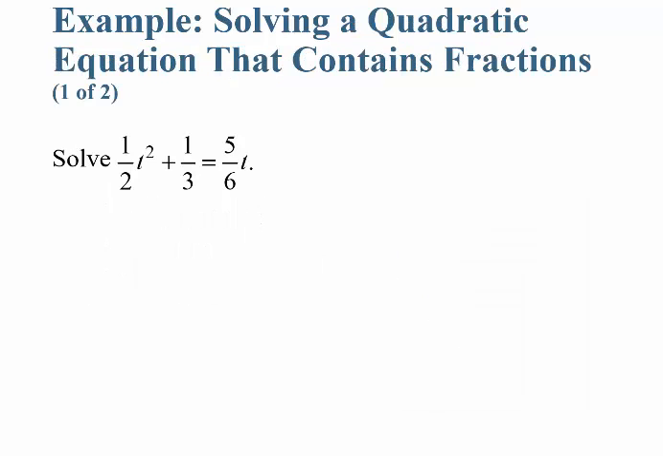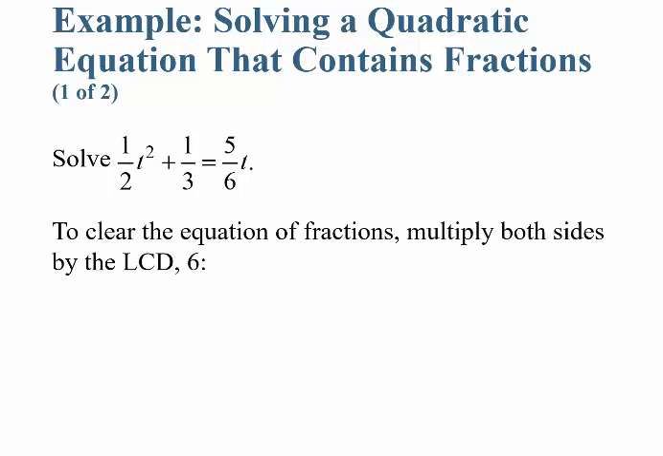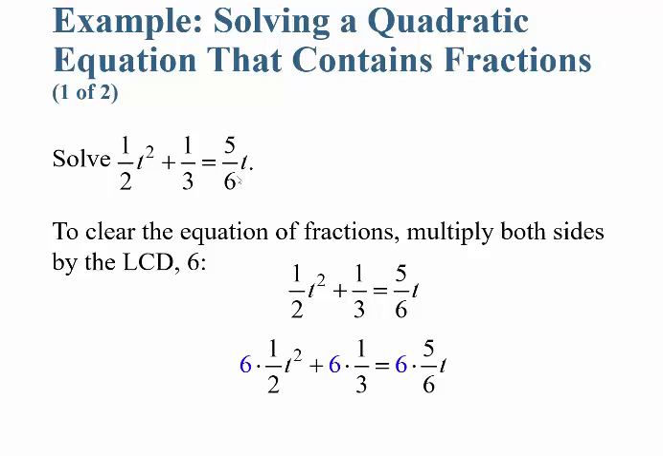All right, let's try this one. This one's a little bit harder because it has fractions. I want to solve 1/2 t squared plus 1/3 is equal to 5/6 t. Well, the first thing you want to do is clear the equation of fractions. So you multiply everything by the LCD, which is 6. When you do that, 6 times 1/2 is 3, 6 times 1/3 is 2, and 6 times 5/6 is just 5. Boom, the fractions are gone.